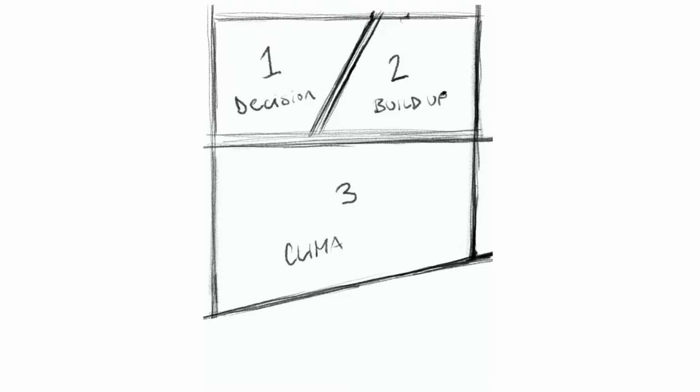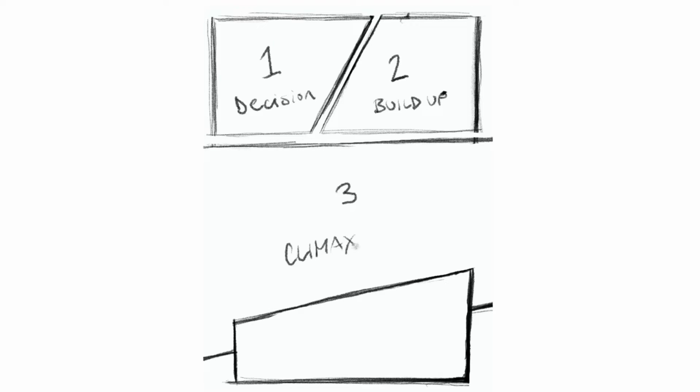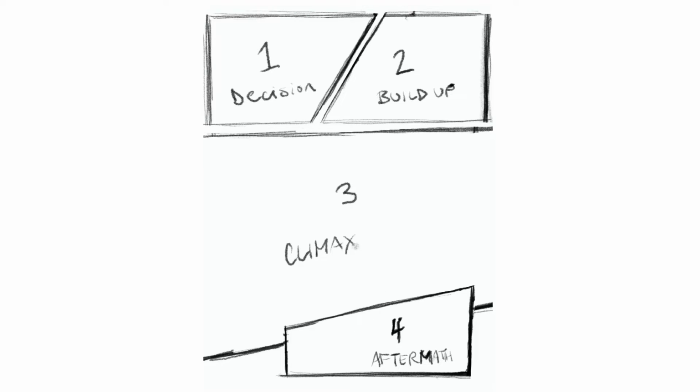Number 1, a decision. The character decides to fight. 2, build up. Show the tension or power up that the character needs to throw the first punch. 3, climax, the big impact of the scene. 4, aftermath of the contact. So 4 panels.